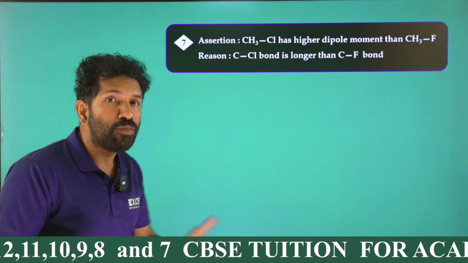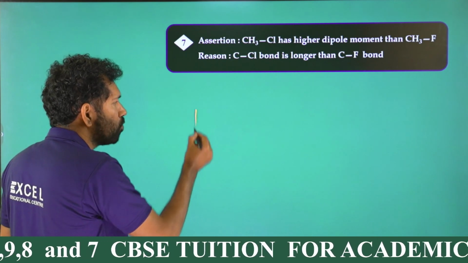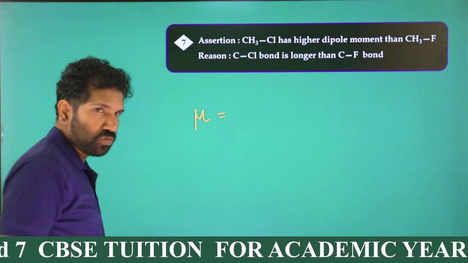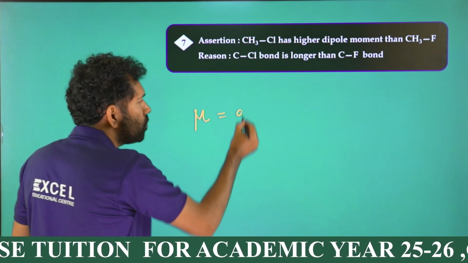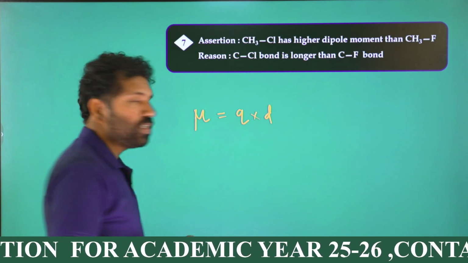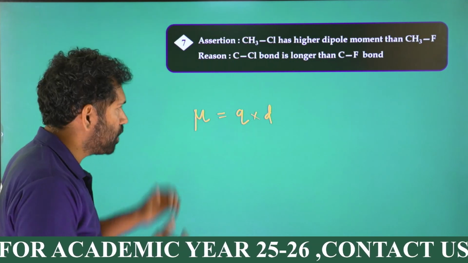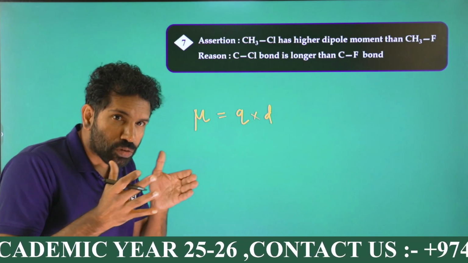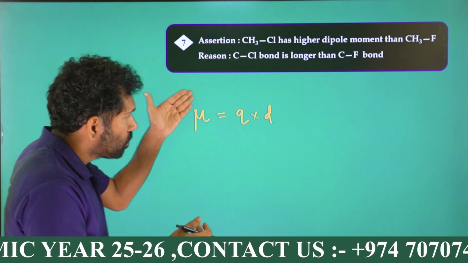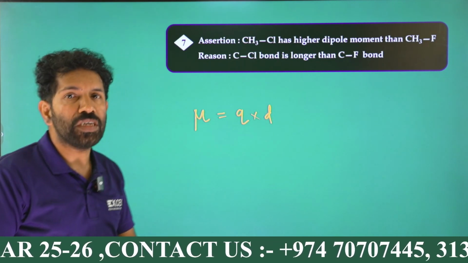So we study dipole moment. What is dipole moment? Dipole moment is represented by the letter mu. Mu equals Q into D, charge into distance between charges. The dipole moment of a particular covalent bond is equal to charge into distance between charges.